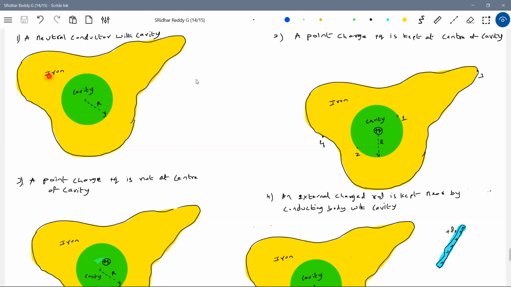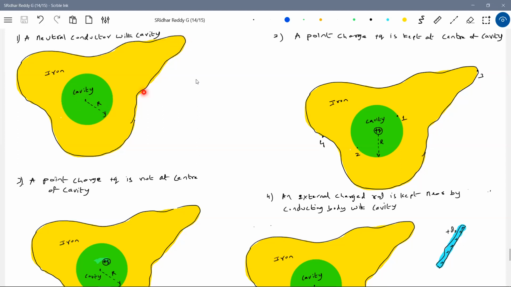Now this is some conductor made up of iron, and there are some spherical cavities there. Are you looking at this one? Cavity means no material. Iron is present here, air is there. Here in the cavity, there's no iron material. Spherical cavity of radius r.